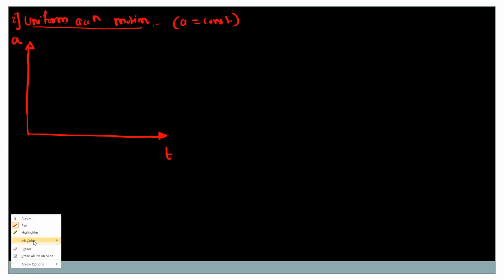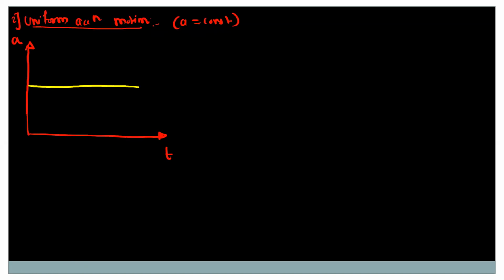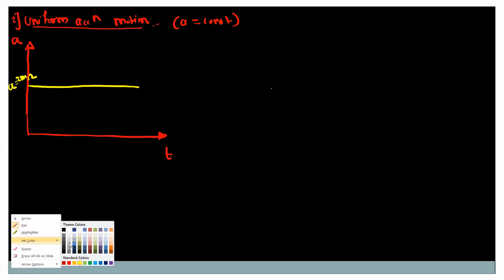So for uniform acceleration motion, the acceleration is a constant value. Okay, so if you plot the acceleration time graph, then it will be a straight line parallel to the time axis. So this is the constant acceleration. This constant value may be 2 meters per second square. Then from the acceleration time graph, we can plot the velocity time graph.